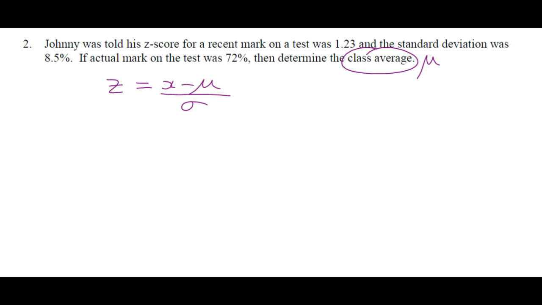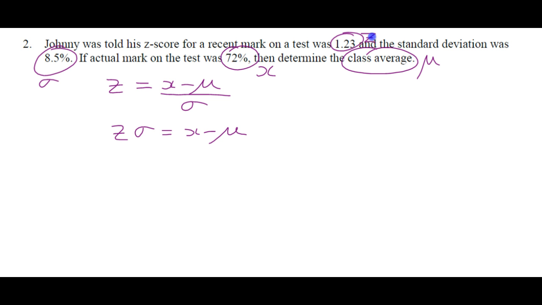Average is mu. So we are given the recent mark, and we're given his Z score. That's Z. And the standard deviation was 8.5%, that's sigma. His actual mark on the test, that's x. So we need to rearrange the formula. Let's multiply both sides by sigma.